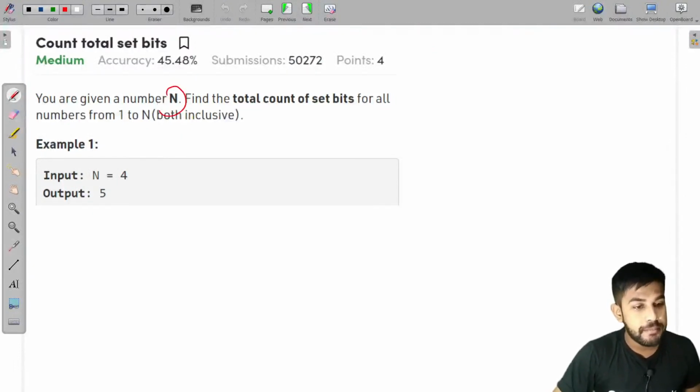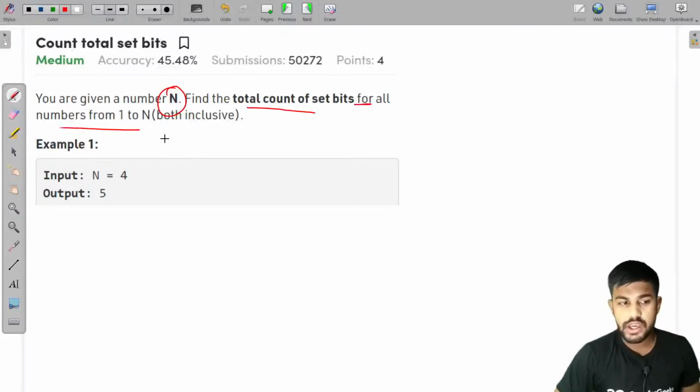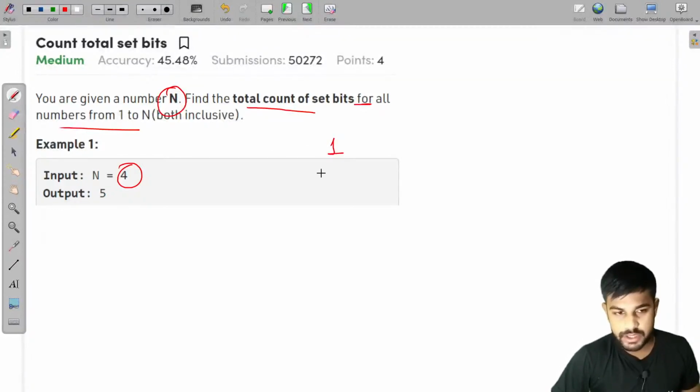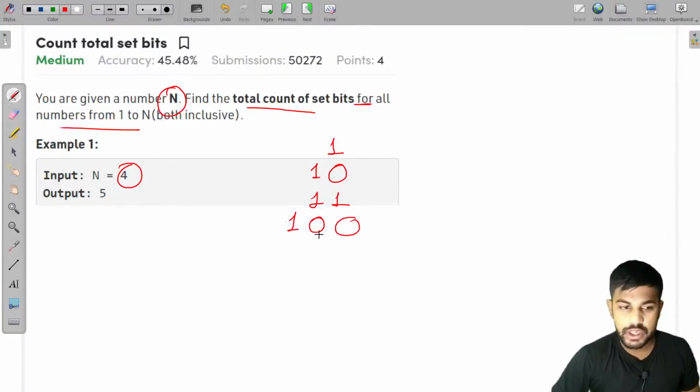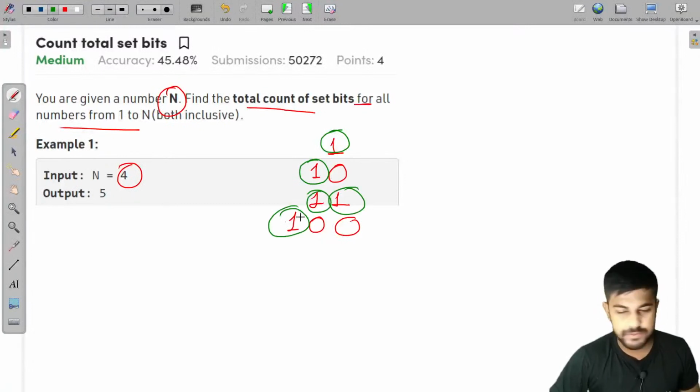You are given a number n and you need to find the total count of set bits for all the numbers from 1 to n. Suppose the number is 4. From 1 to n, we have 1 as 1, then 2 as 1 0, then 3 as 1 1, and then 4 would be 1 0 0. Now how many set bits are there? We have 1 set bit, 2 set bits, 3 set bits, 4 set bits, and 5 set bits. This is how the answer is 5 here.